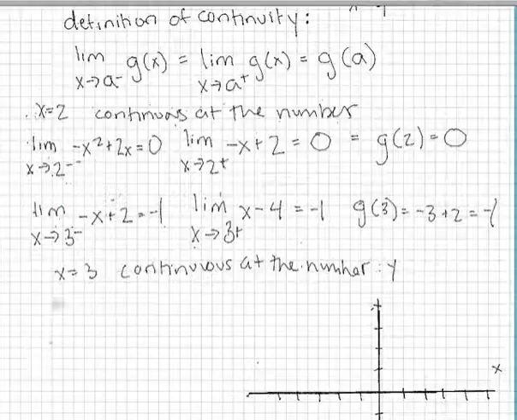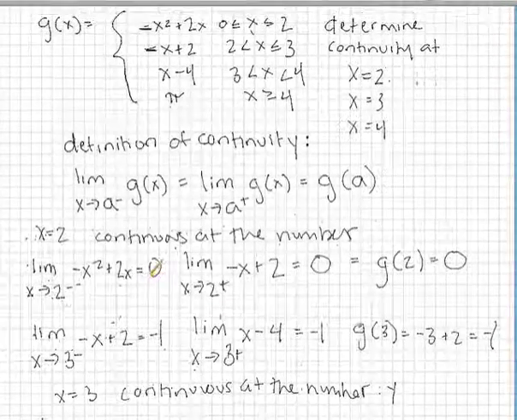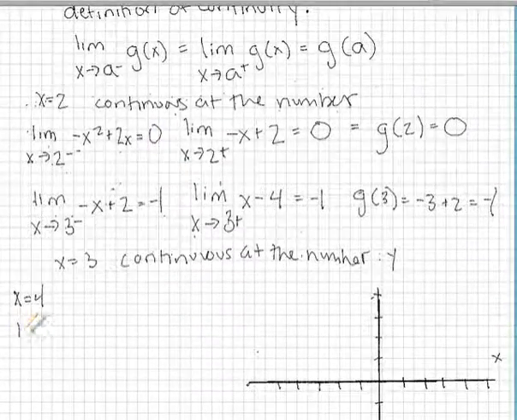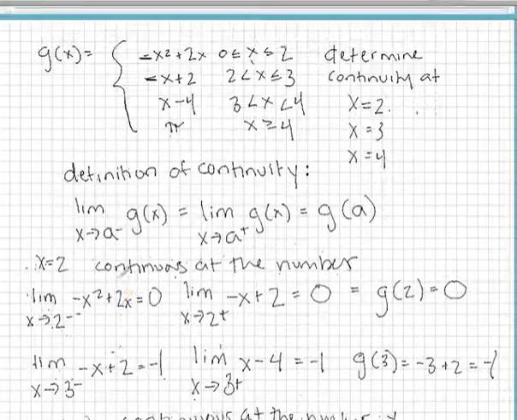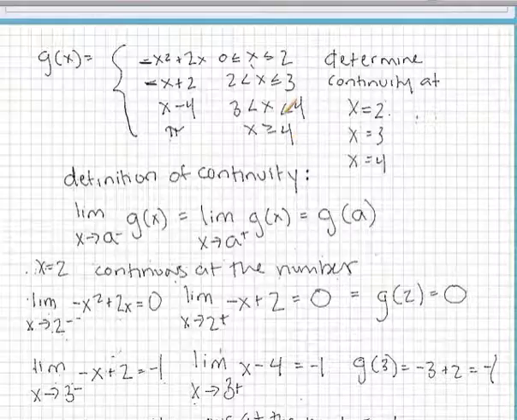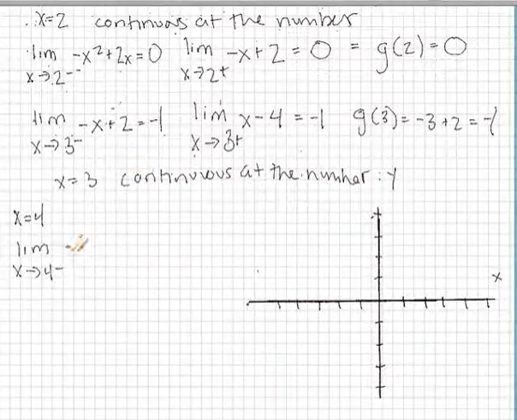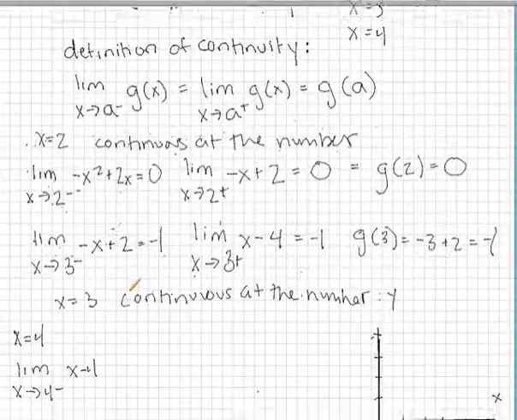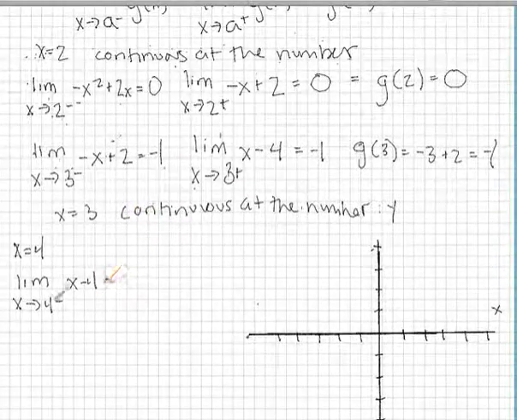Now let's go ahead and look at x equals 4. So we're going to go through the same process again and look at the limit as x approaches 4 from the left. As x approaches 4 from the left, I'm looking at all values of x that are less than 4. So I'm going to plug in the third piece of the function. If I do that, I can see that I end up with 0.